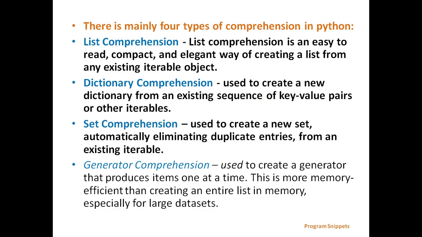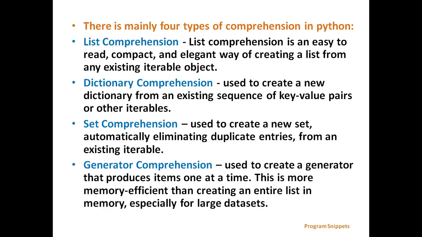Set comprehension, which is used to create a new set, automatically eliminating duplicate entries from an existing iterable. And generator comprehension, which is used to create a generator that produces items one at a time. This is more memory efficient than creating an entire list in memory, especially for large data sets.